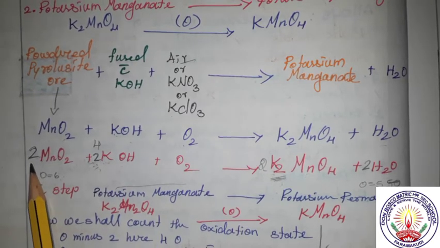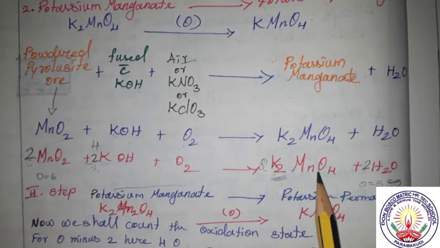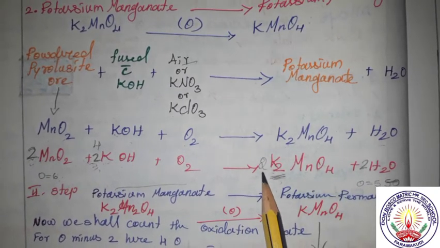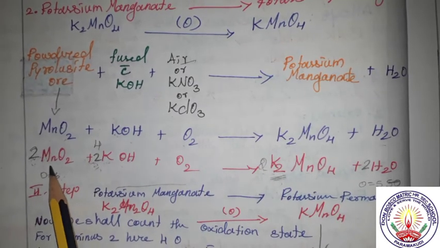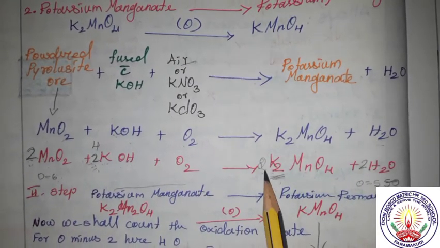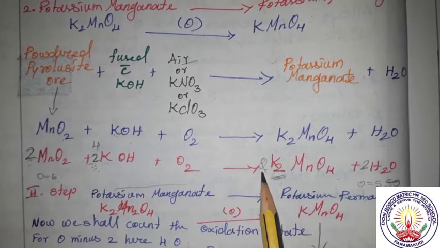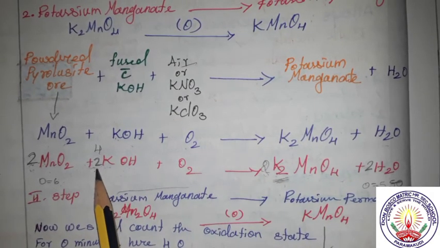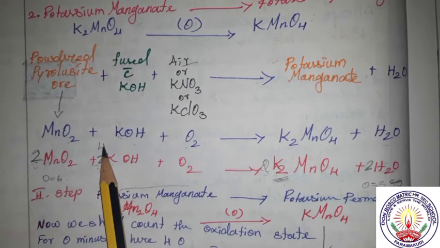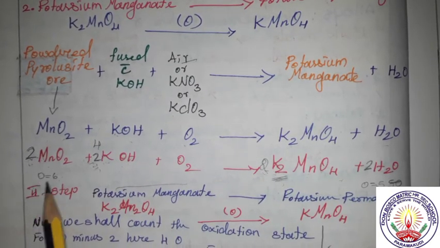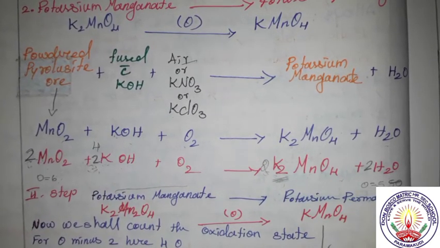So when we add 2 here, we have 2 manganese. So therefore we need to add 2 here. For this manganese to balance, we need to add 2 here as well. So when we added 2 here, this will become 4. So everything is balanced here.